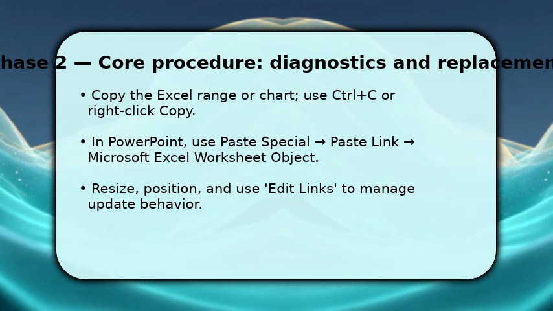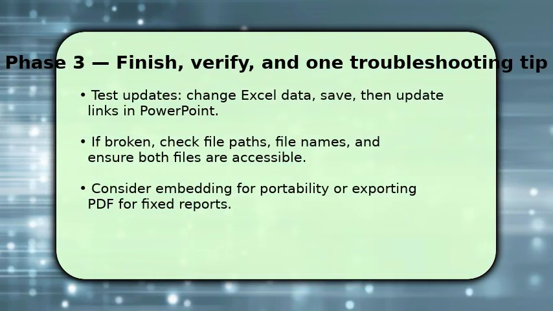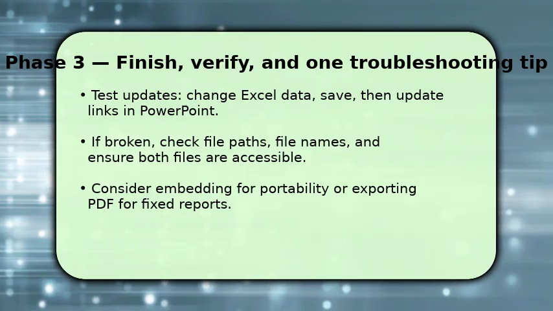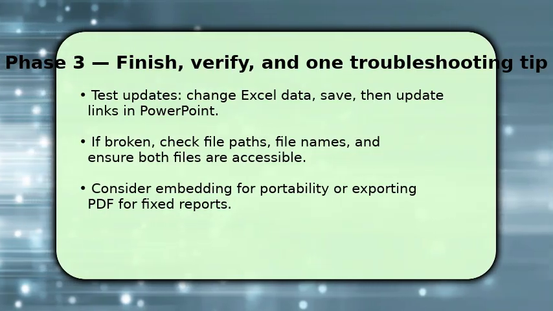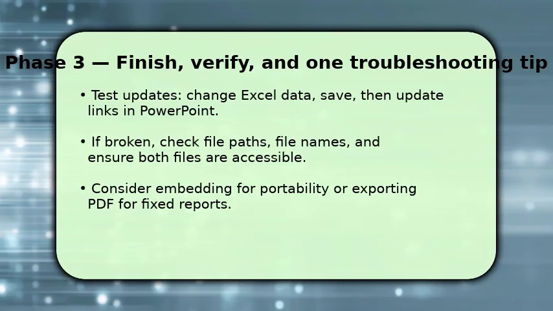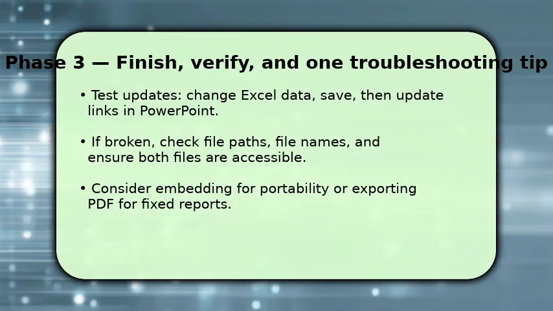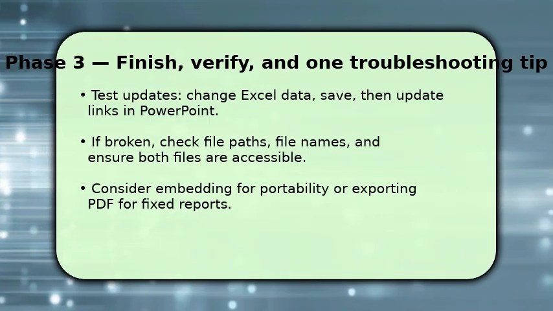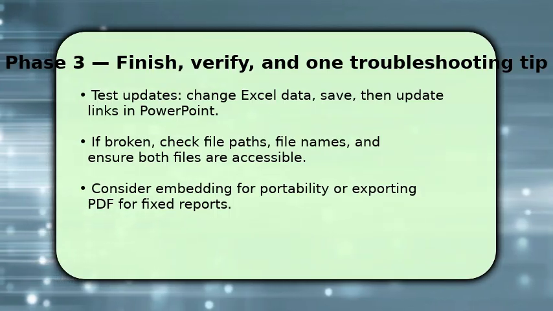Finalize by testing. Change a value in Excel, save the workbook, then update links in PowerPoint to confirm the live connection. If links break, make sure both files remain in accessible locations and that file names and folder paths haven't changed. Relink via Edit Links if needed.